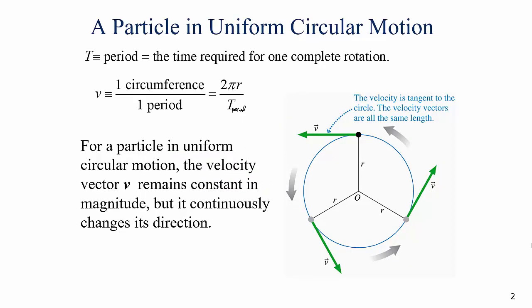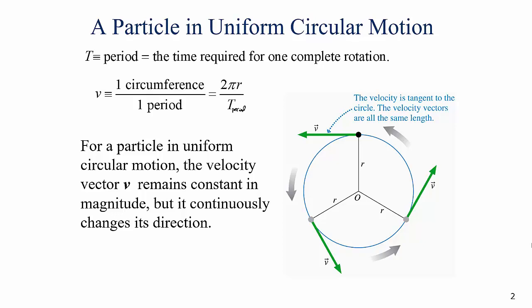A new quantity that's important to talk about as we talk about uniform circular motion is the quantity called the period. The period is the time that it takes for the object to go once around the circle. And that term period is used for anything that repeats itself over time. The period is the time that it takes for one full cycle of its motion. The period is going to be how much time, measured in seconds, that it takes for one full trip around the circle.